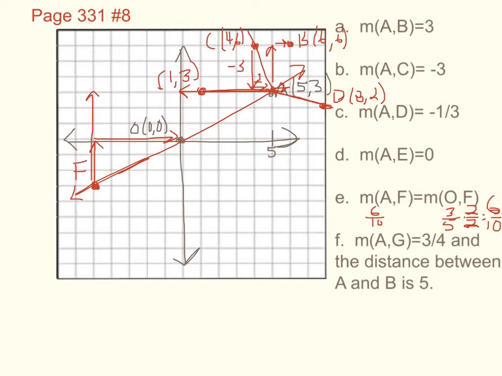And then the last one, we want to find point G, so that the slope between A and G is 3/4, but we also want to satisfy that the distance between A and G is 5. So for the slope to be 3/4, why don't we come over here and put G here at the point (1, 0). And you can see then that we would have a rise of 3 and then a run of 4, so that our slope is in fact 3/4. And now let's find the distance, and then we can see if we need to adjust where our point G is.